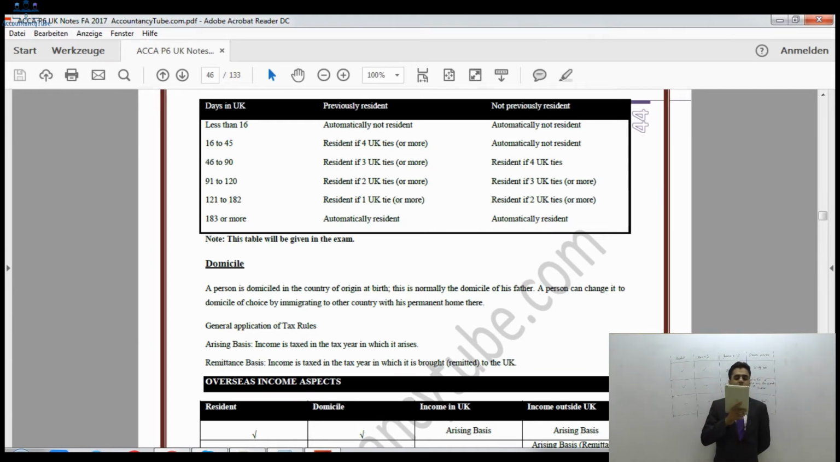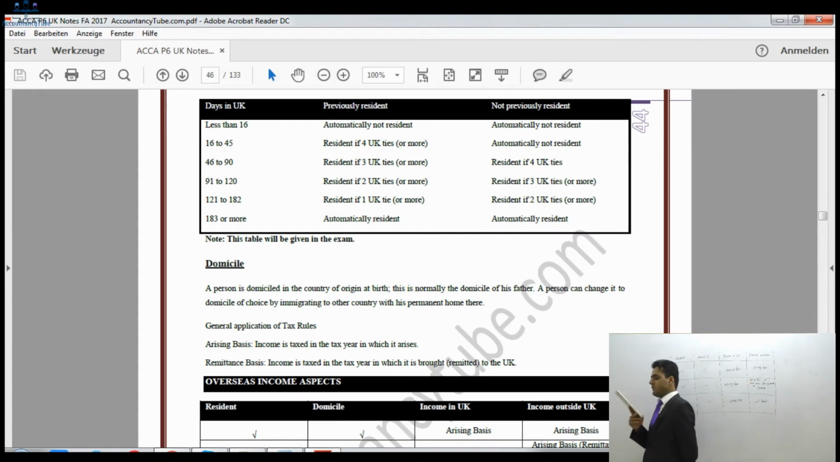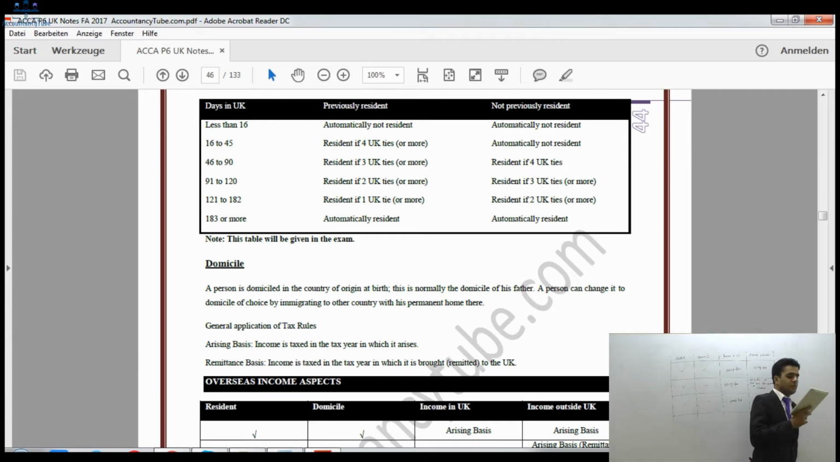Now the only difficult things are the ones which are in between those. So if they are 16 to 45 days and you were previously resident, then you will need 4 UK ties in order to be considered UK resident. However, if you are not previously resident, then you will be automatically non-resident. Now this is also mentioned in our automatic non-resident test. So if you have spent 16 to 45 days, which means less than 45 days, and you were not previously resident, you will be automatically non-resident, right?